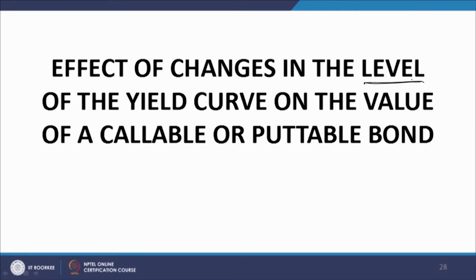We now talk about the effect of changes in the level of the yield curve on the value of a callable or a puttable bond. Speaking simply, we want to know the impact of a change in the interest rates on the value of a callable or a puttable bond. This is very interesting, as we shall see very soon.